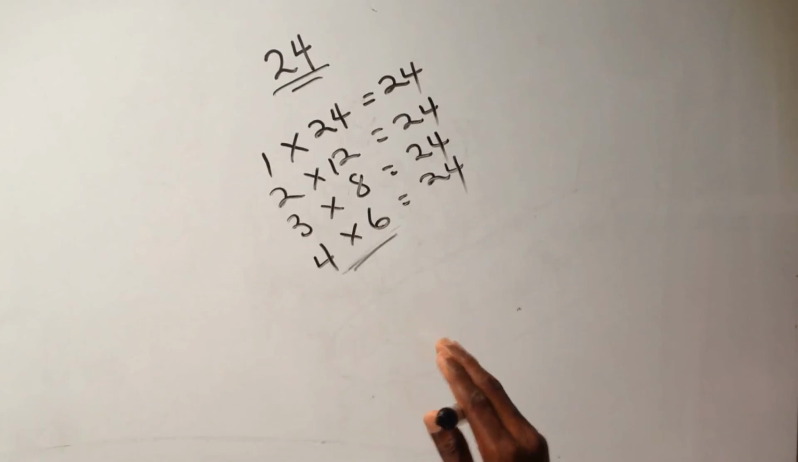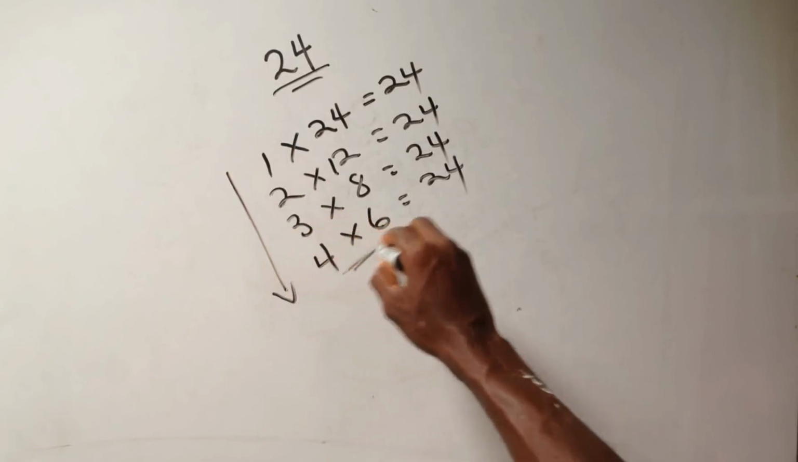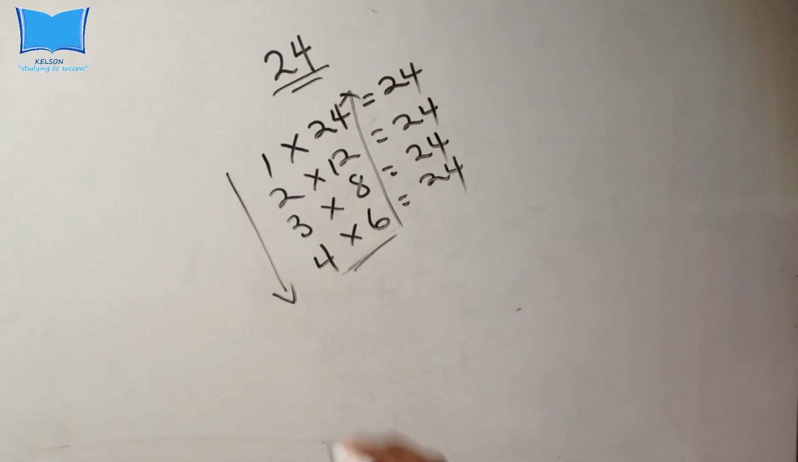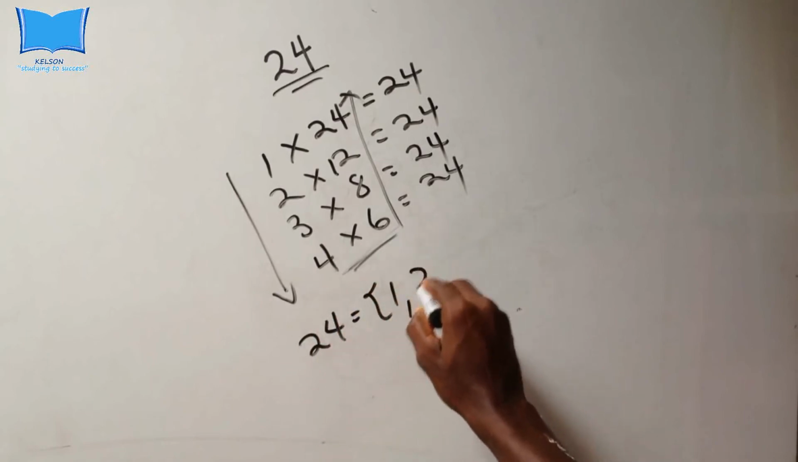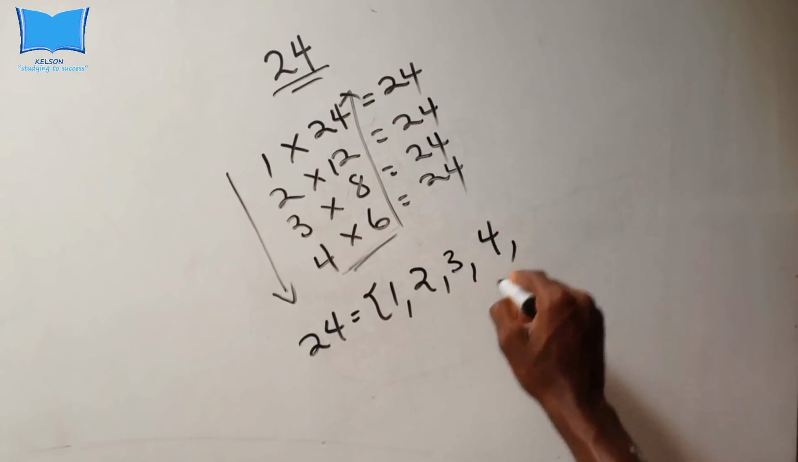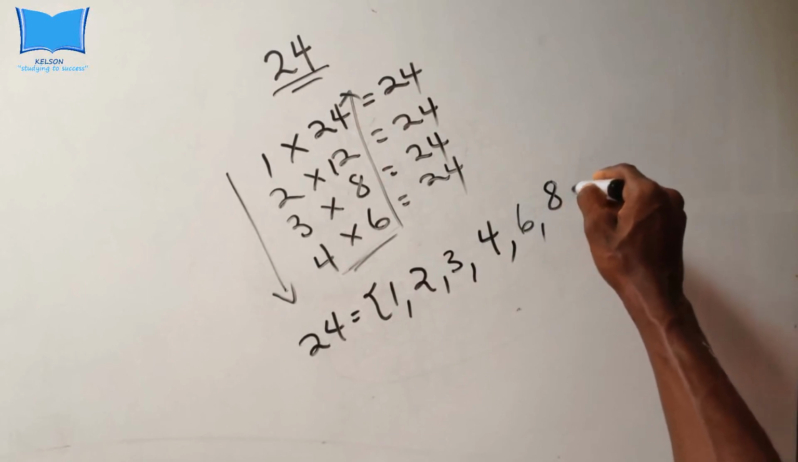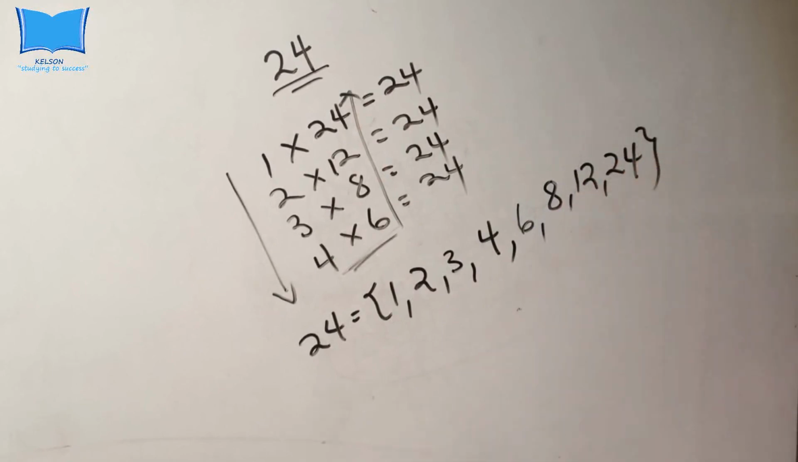Now this is how we find the factors of 24, writing them from up here to down here, and then from down here to up there. So the factors of 24 become 1, 2, 3, 4, then from down here 6, 8, 12, and 24 itself. And then we are done with our factors of 24.